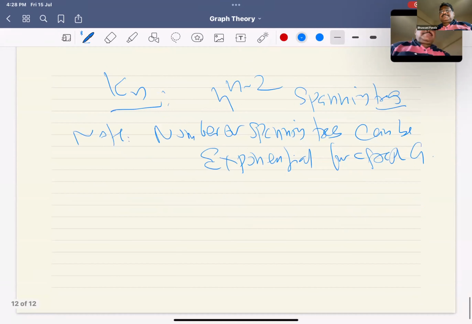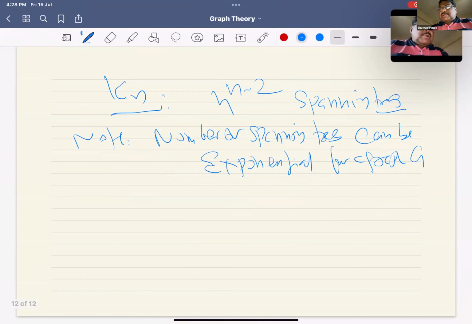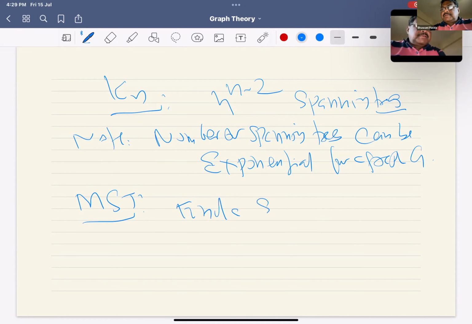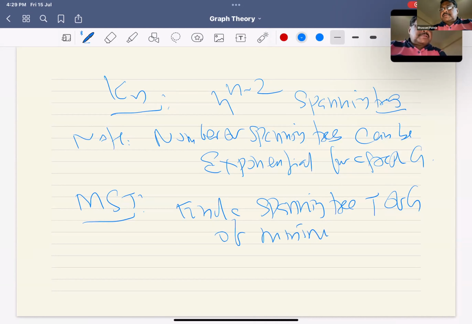So now the MST problem is to find a spanning tree T of G of minimum weight. The weight function is w from E to R plus, so positive weights are there: w(e) is greater than or equal to 0.